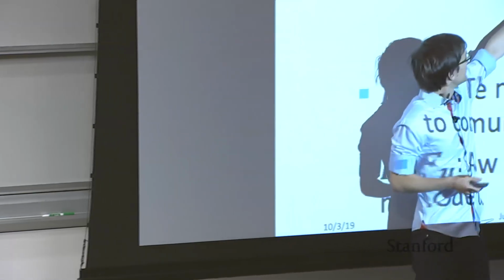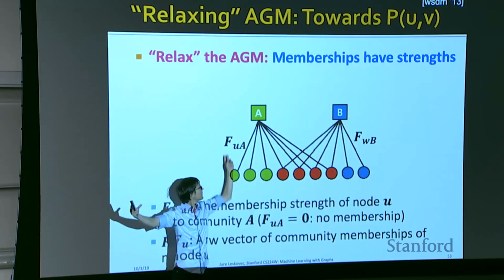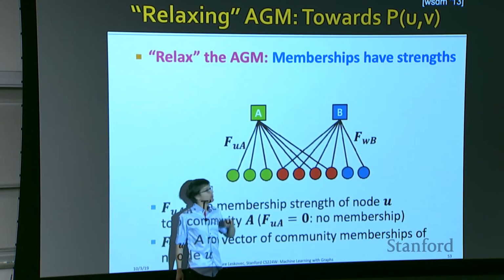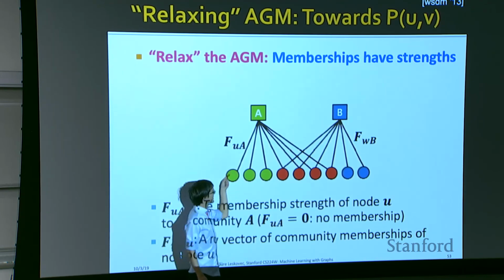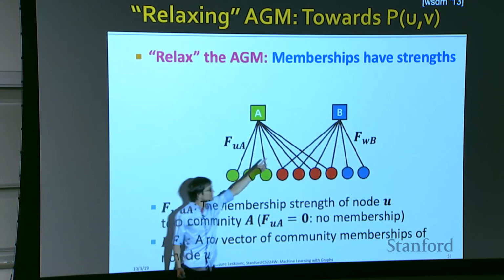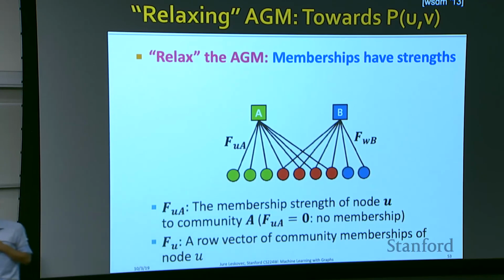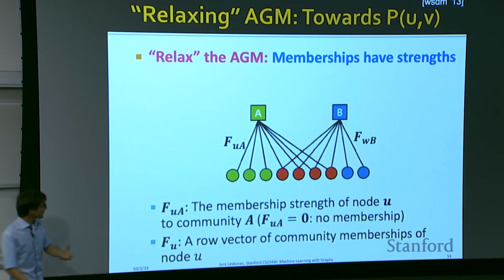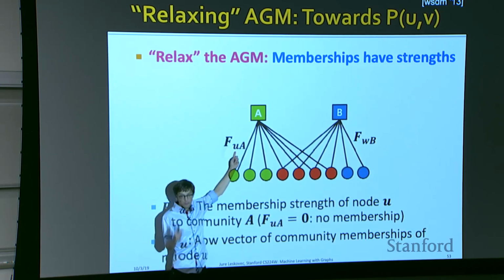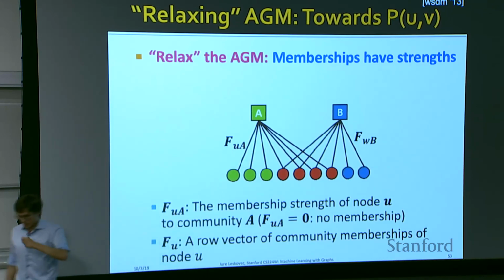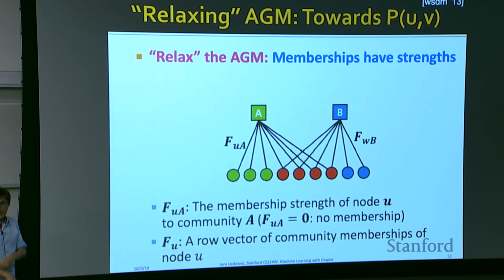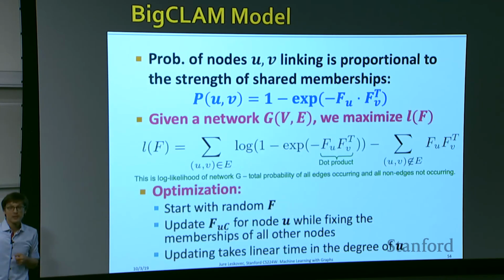So if I have a vector f for node u, then an entry at position A will say how strongly this node is connected to community A, and an entry at position B will say how strongly it is connected to community B. And if the value is 0, then this node is not a member of that community. Okay? So now what did we do? We transformed our problem into finding a vector f for every node, where the component of the vector measures the strength of the membership of that node to that community. Now with this, I need to define the probability of an edge happening between a pair of nodes. So let me explain that.